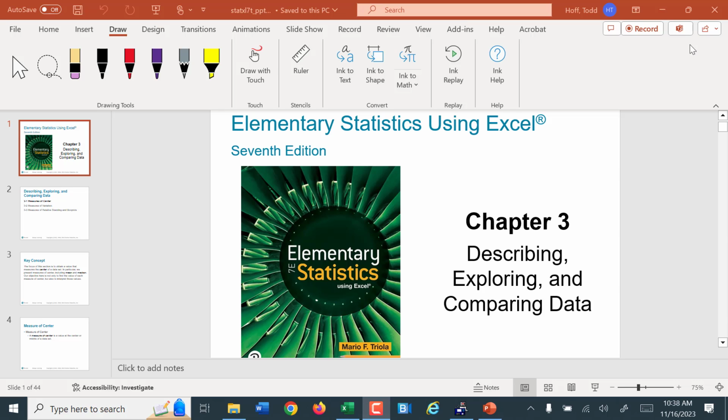Hello again, everybody. We're back to look at Chapter 3 for Week 3 of our Introductory Statistics course. In Chapter 3, we're looking at describing data numerically.